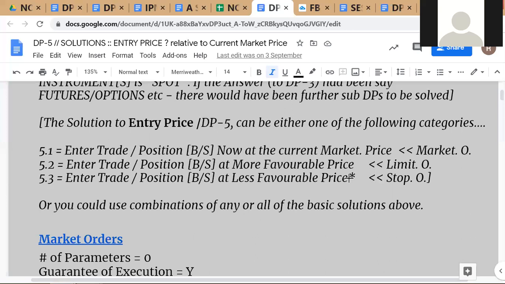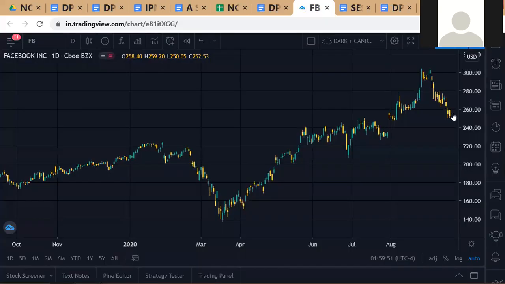In this case, a market order entry would be right here, immediately entering at the current market. A limit order entry might be something like, okay, I think it's going to come to 220. So instead of placing a market order, I will place a limit order to buy at 220. That's the second option.